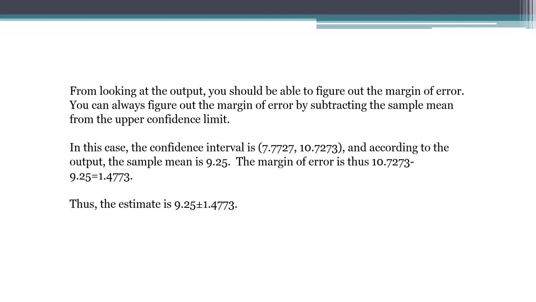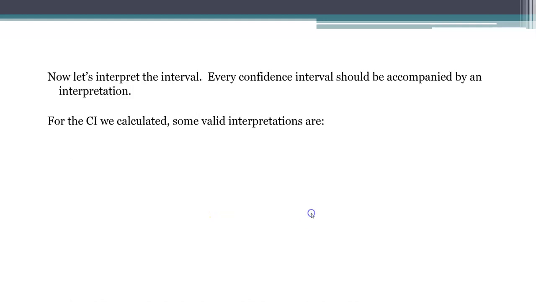You can also tell what the margin of error is if they give you the confidence interval. To do that, all you have to do is take the upper limit and subtract the sample mean. Or you could take the sample mean and subtract the lower limit. It's the same thing. So if they give you the confidence interval, to find the sample mean you just take the average of the two. Then to find the margin of error, take the upper limit and subtract the sample mean. So our estimate is 9.25 hours per week, plus or minus 1.4773 hours per week.